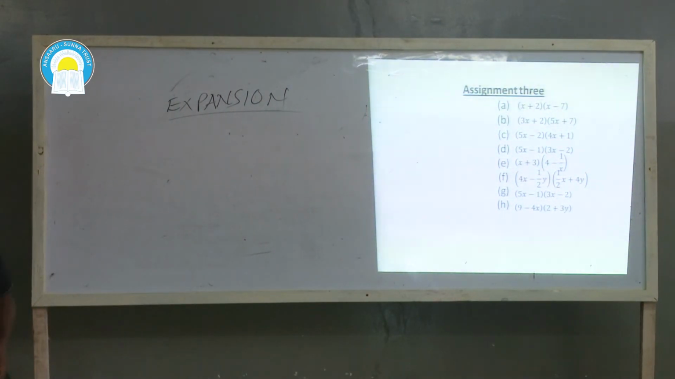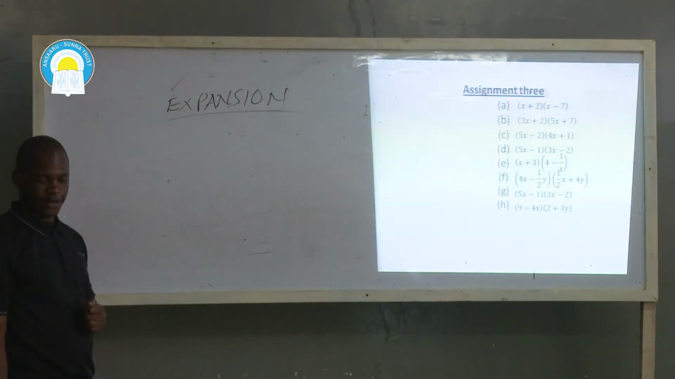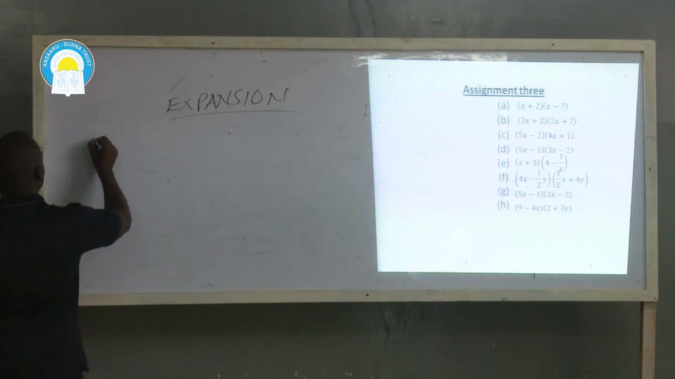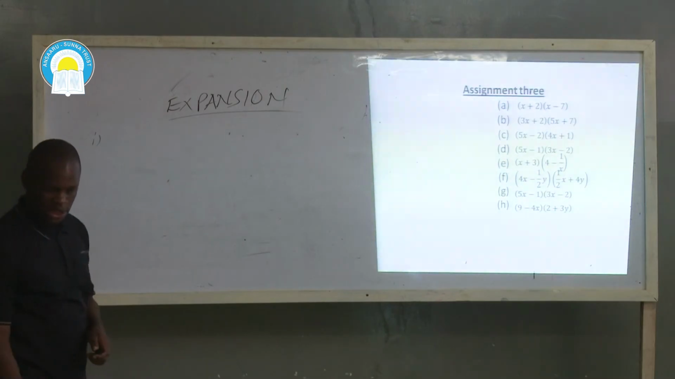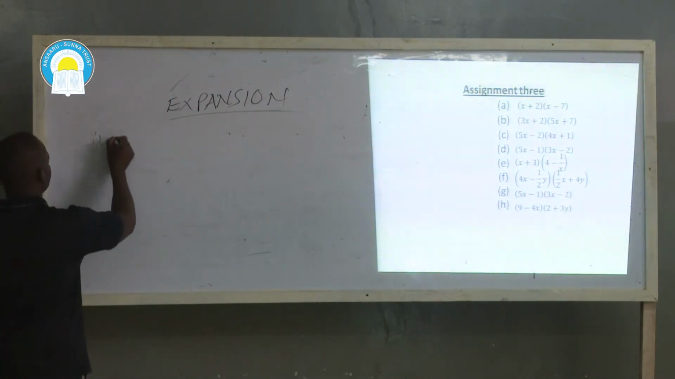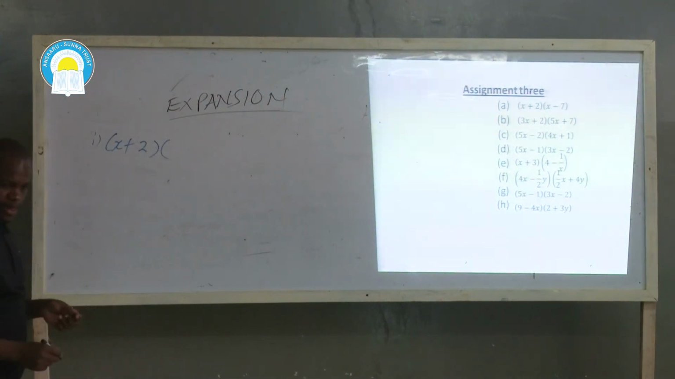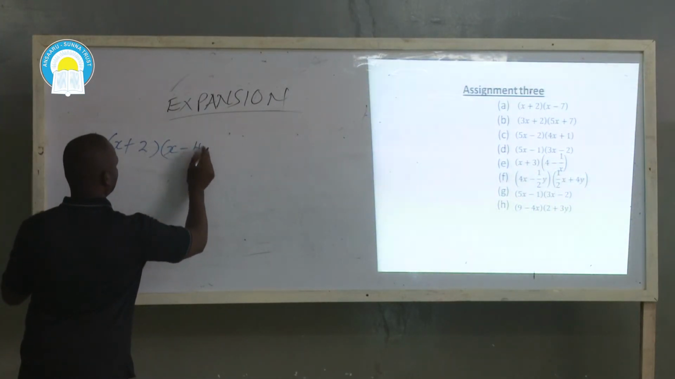Expand the following. So I give 3 or 4. Then wait for your response. Then we continue. x plus 2, of course, times x minus, let me say we have 7, sorry.